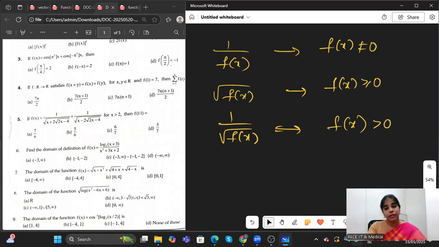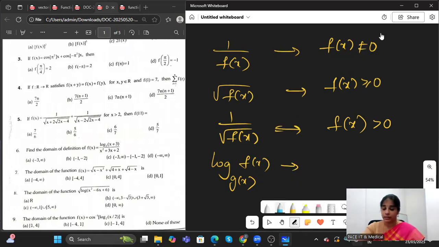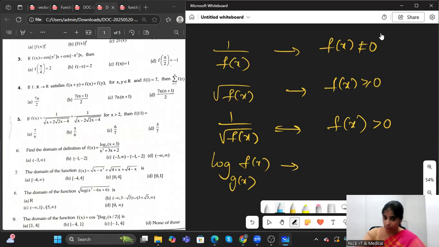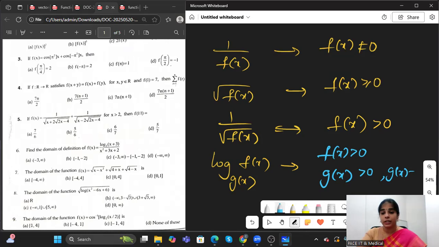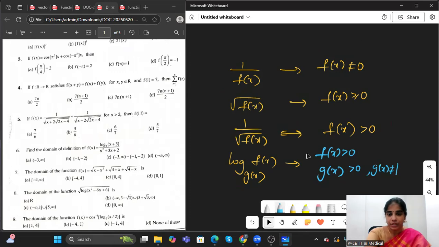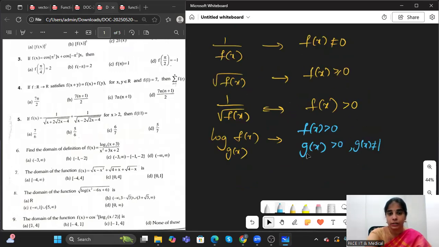Right? Now, if my question is log f of x base g of x, then tell me, your argument has some restrictions, and the base has some restrictions. What are they? My argument should always be greater than 0. The base, that is g of x, also should be greater than 0. And if it is greater than 0, does it mean it can be equal to 1? No. So g of x not equal to 1 is also the most important condition there. Clear? So that is one thing you need to know.